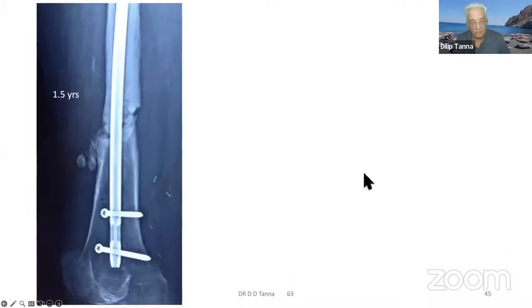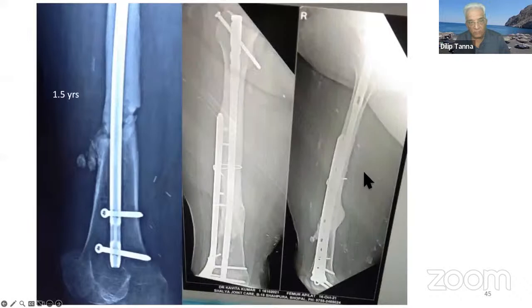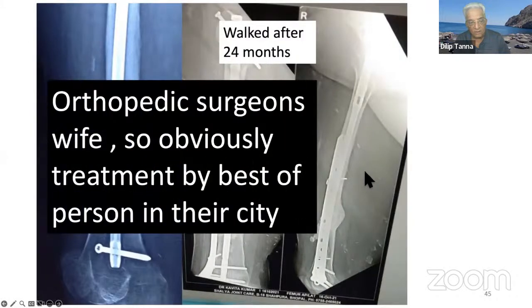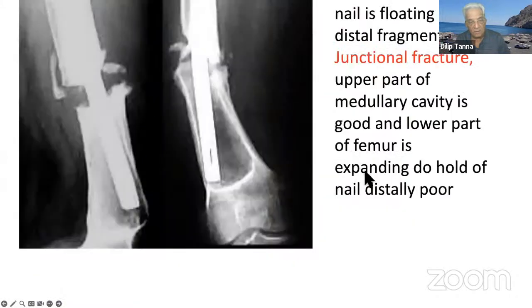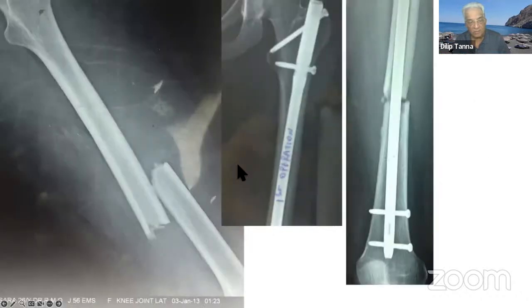Yes. Now, this is an orthopedic surgeon's wife. As I mentioned, she walked after 24 months. Now, here you can see the distal femur. The hold in the lower end is very, very poor. There is a reason this is swaying, and there is a lysis which is there. So the distal femur, I feel, is the one which is very, very notorious.